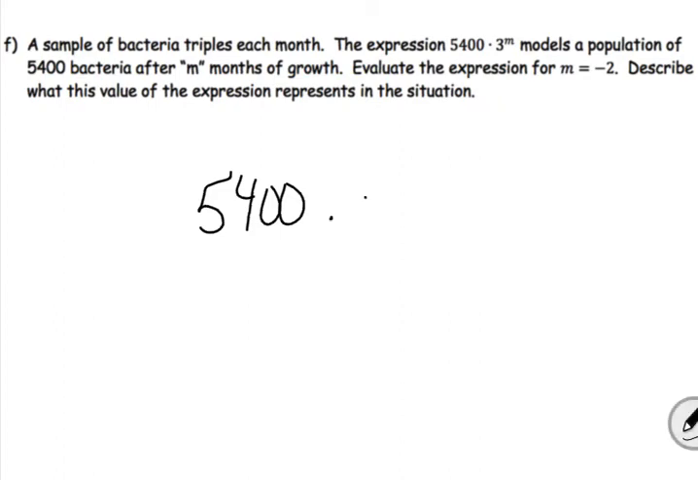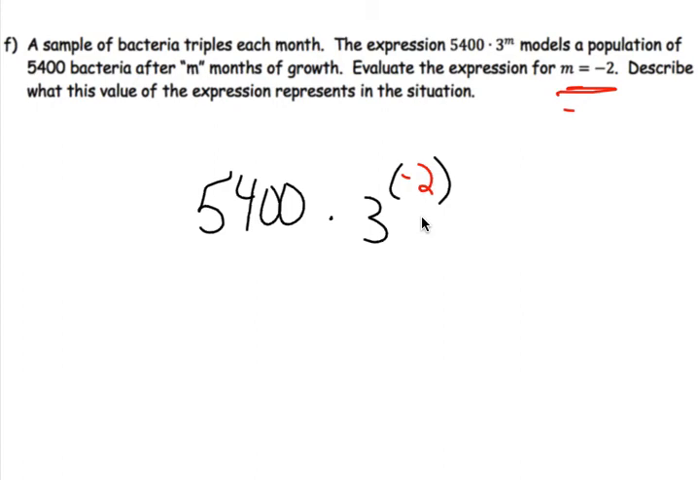So 5,400 times 3 to the power of m. And for m, I'm going to use red, negative 2. Now remember your order of operations. We must do our exponents before we multiply. Don't do 5,400 times 3 and then the exponent. We have to do exponents first.